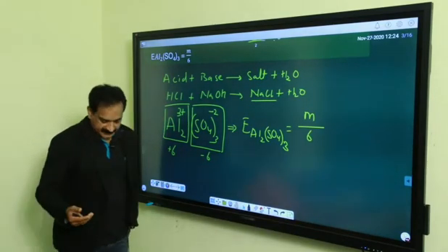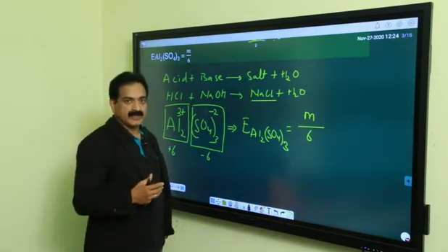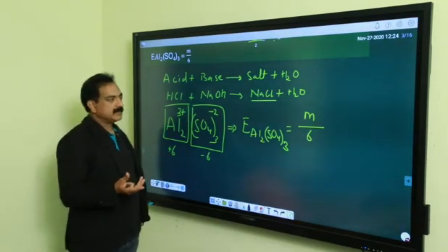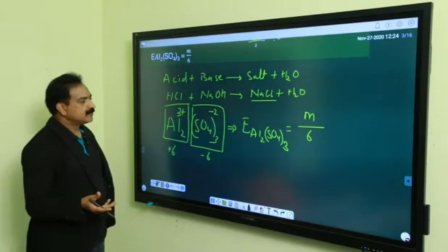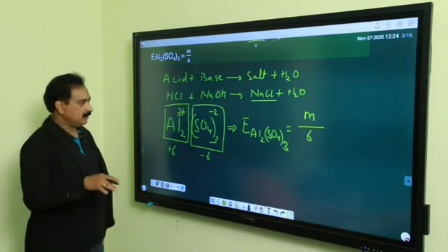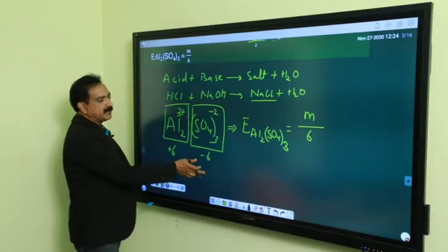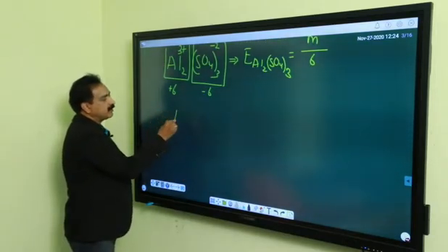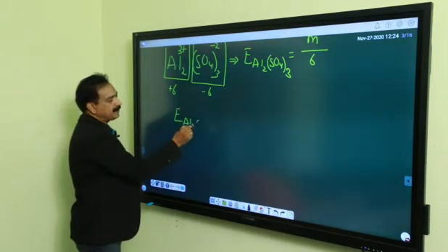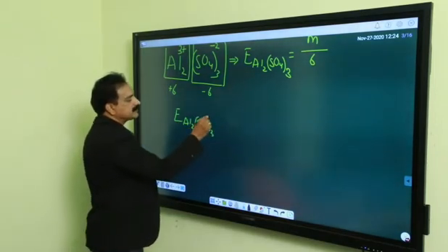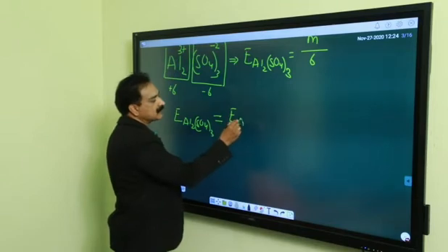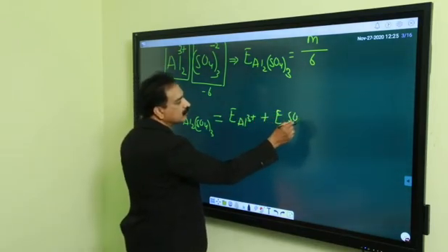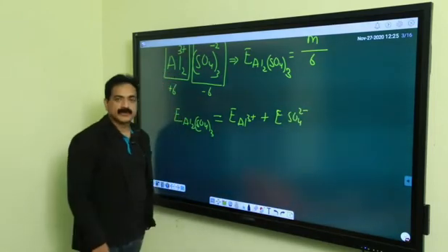But in such cases the calculation becomes tedious, it becomes tough. So, to minimize the calculation, you can do one more thing. If you want to calculate the equivalent mass of aluminium sulfate, you can also say it is the equivalent mass of Al 3 positive plus the equivalent mass of SO4 2 negative. This also you can say.